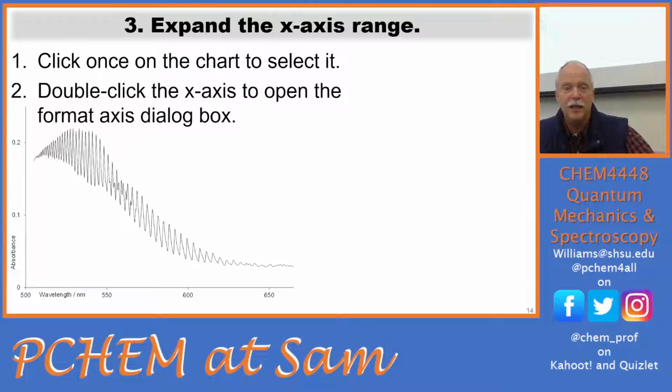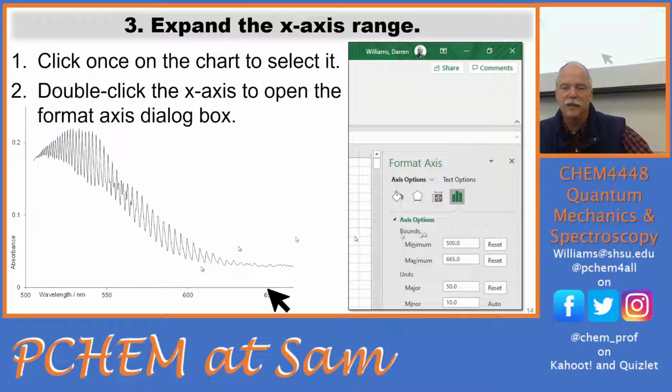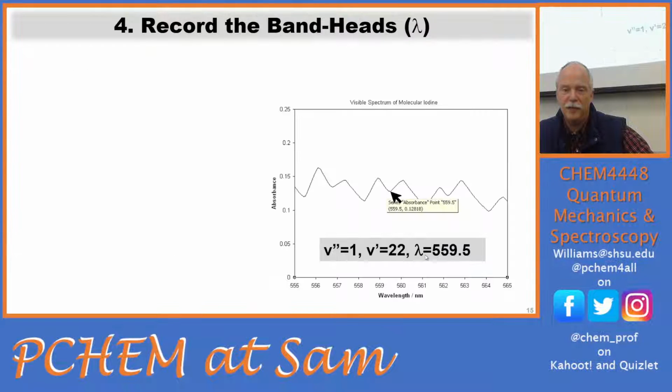I'm confident. Okay, so again, expanding the x-axis range, you click once on the chart, double-click the x-axis, and you get these tools here where you can change the minimum and the maximum. And then you can zoom in on that bad boy. Now, if you zoom in too much, it may be hard to see where the slope is. So this would be a good zoom.